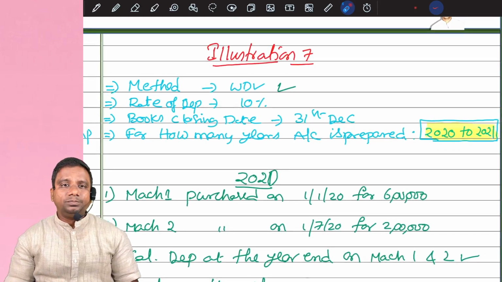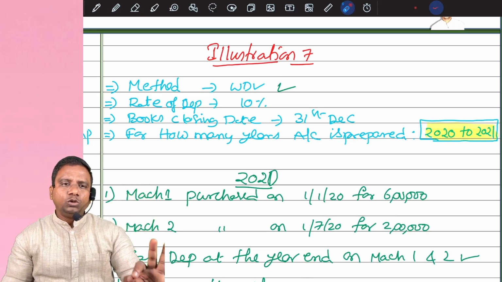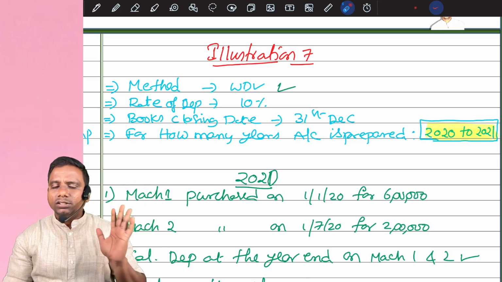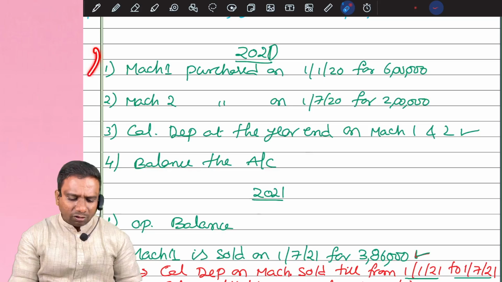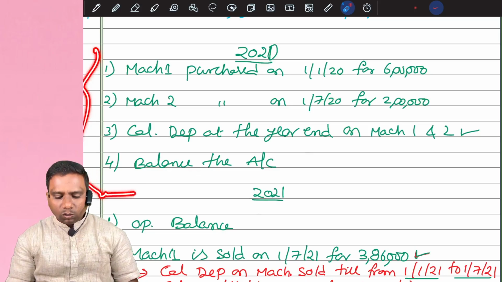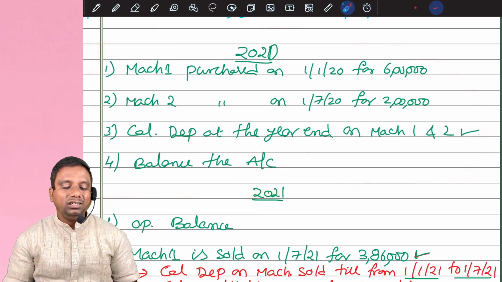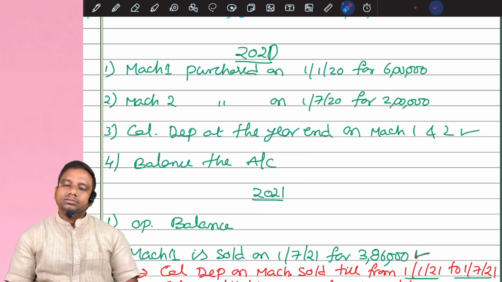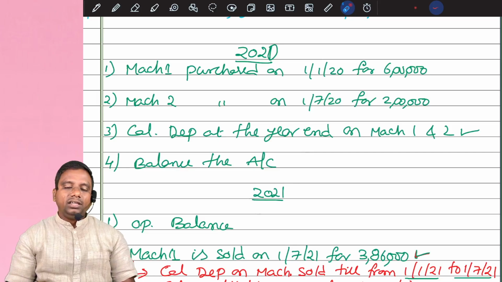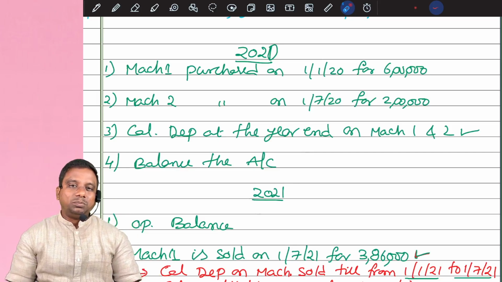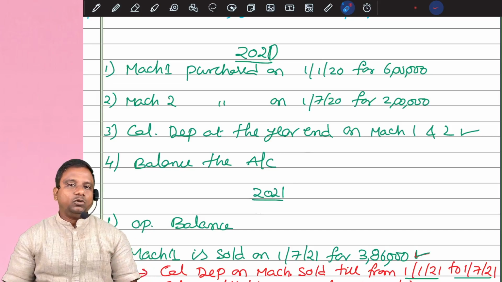Any type of problem. First, basic information, 4 things: what is the method of depreciation, rate of depreciation, books' closing date, and for how many years the account is prepared. Next, if it is for 1 year, you write the information for 1 year only. Believe me, students, you will not miss even one single transaction. Everything goes correctly. Clear? This is our problem solving technique for the depreciation chapter. Hope you guys are following. Yes. Now let's try to solve the problems.